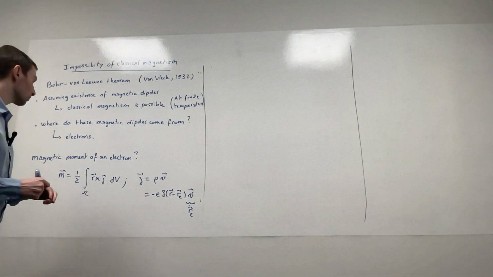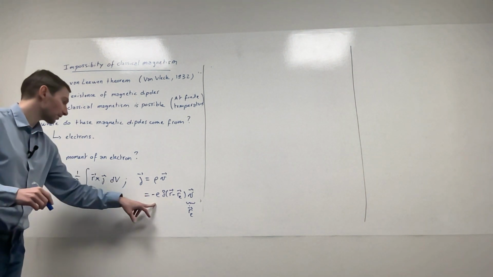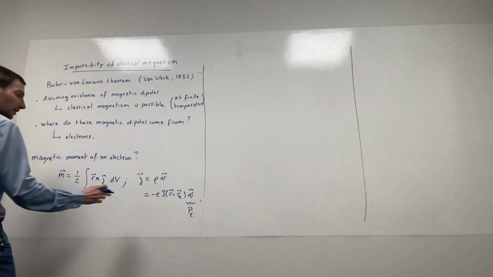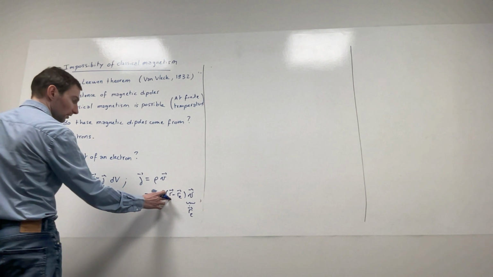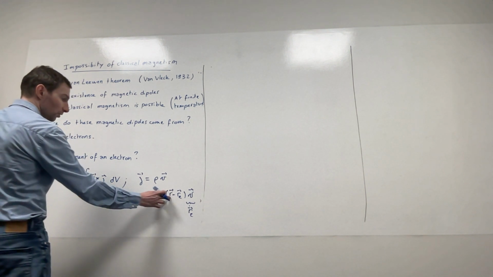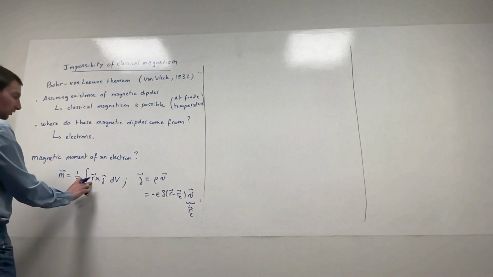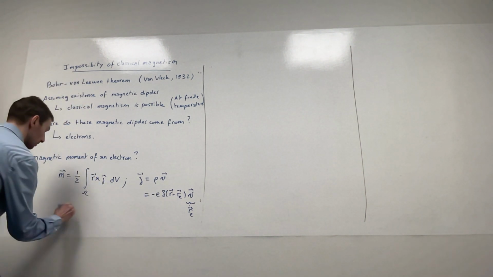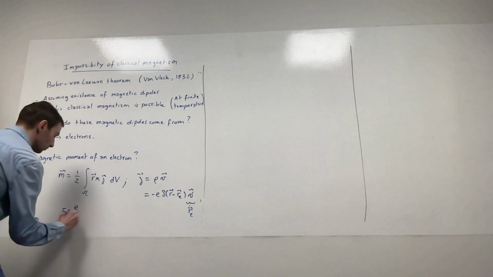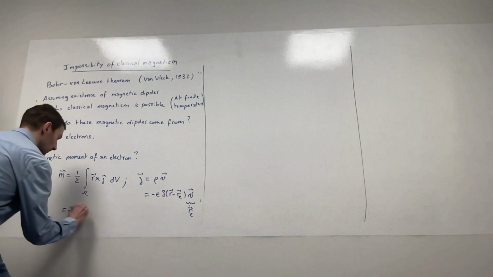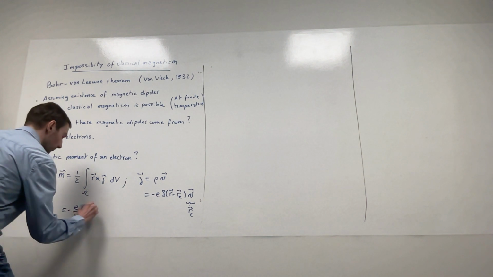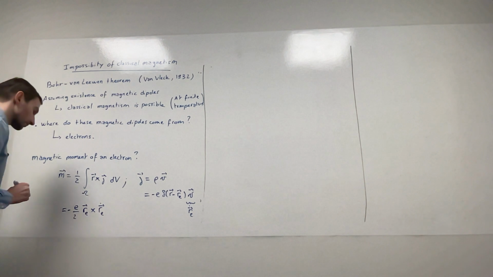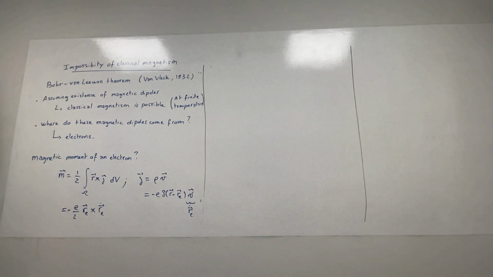So what happens is that when I put this delta function in there, the integral is going to substitute all possible r in the integration, including this one, by re. So I'm going to get that this is minus e over 2, and then I'm going to get re cross re dot. As simple as that.